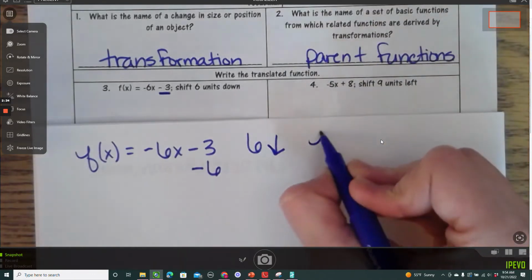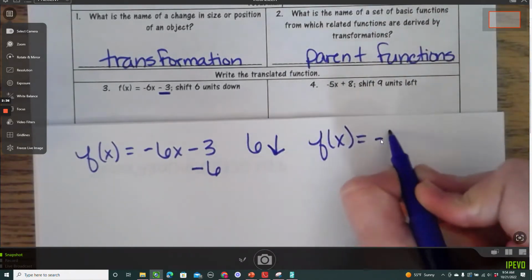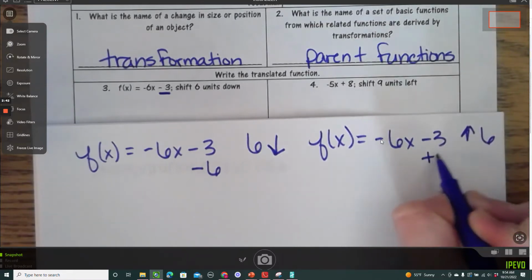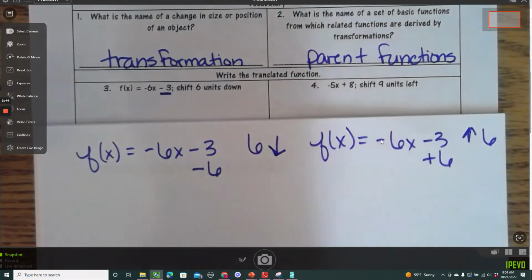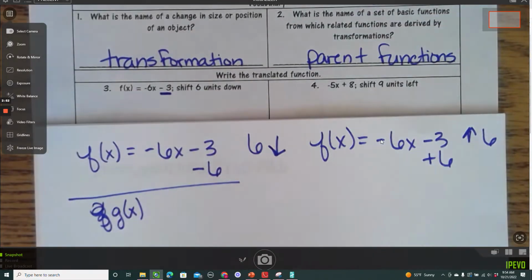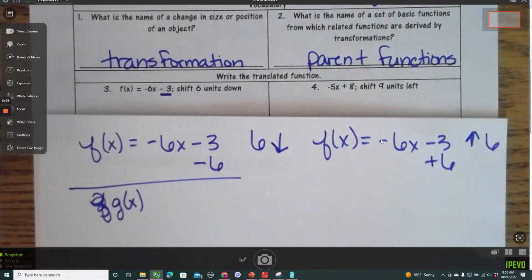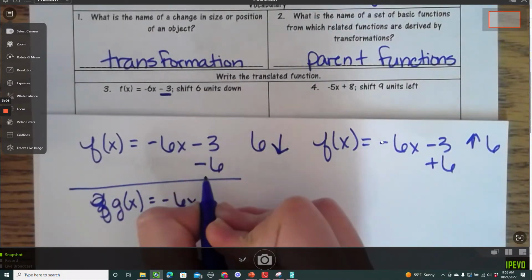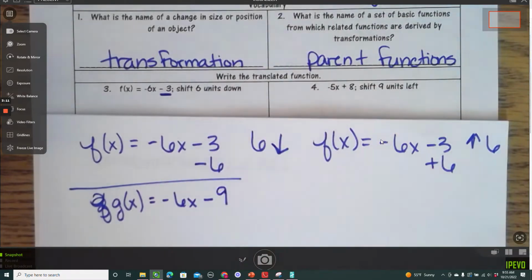If it was going up, so let's just take the same function here, negative 6x minus 3. Say we're going up 6. I would add 6 to the y-intercept. So for this one, it's a new function now, so we have to change its name. Now it's g of x. G of x, f of x, those are function names. They're fancy y's. It's the same as me starting it off with y equals. To declare that this is a function, we write it f of x, g of x equals negative 6x, and then negative 3 minus 6 is a negative 9.